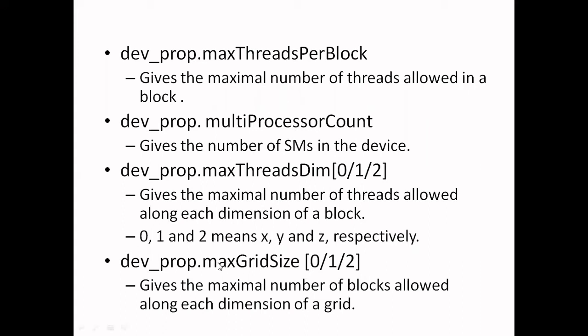Similar is for the grid size. This was the number of threads in a block. Now here it is maxGridSize: max grid size in X dimension, max grid size in Y dimension, and max grid size in Z dimension. You can access it using maxGridSize[0], maxGridSize[1], and maxGridSize[2]. So these are certain properties which you can use in your programming.